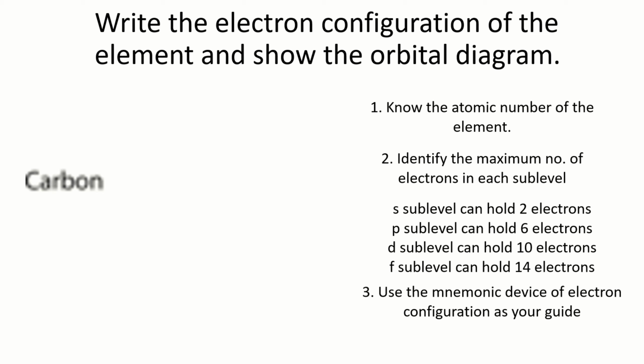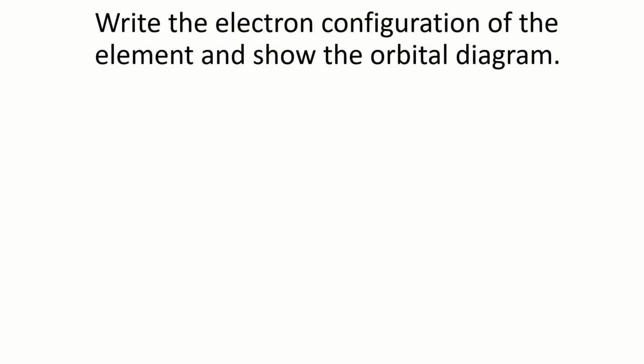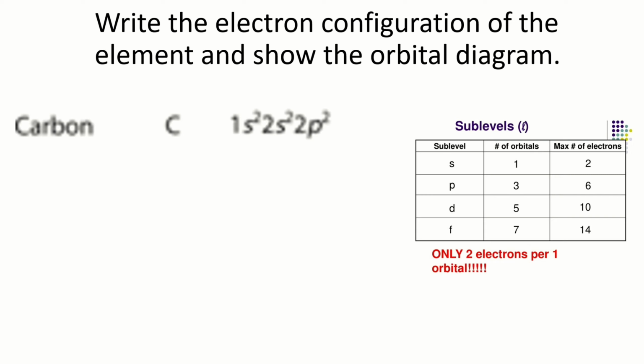Okay, let's check your work. The electron configuration of carbon is 1s2, 2s2, 2p2. I hope you got the correct answer. Now, let's draw the orbital diagram. Now remember that in each sublevel, there is a specific number of orbitals.